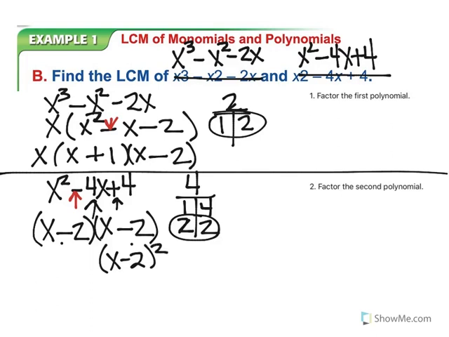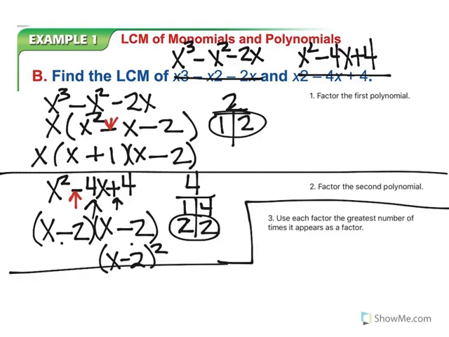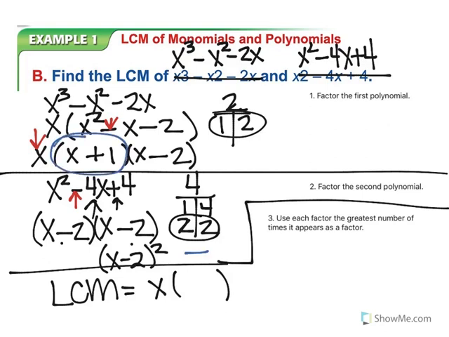Alright, so the last step is to use each factor the greatest number of times as it appears in each factor. I'm going to start with the first factor. Looks like I have an x, and if I look at the second one, we don't have one, so we have to use x. And I have another factor of x plus 1, and it looks like I don't have an x plus 1 in the second one, so I need 1 x plus 1.